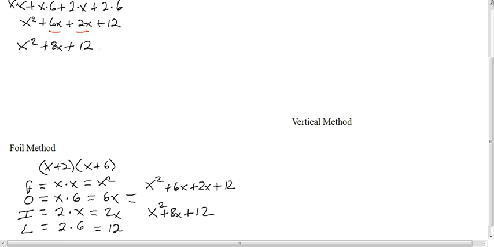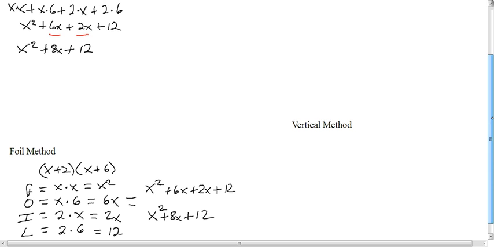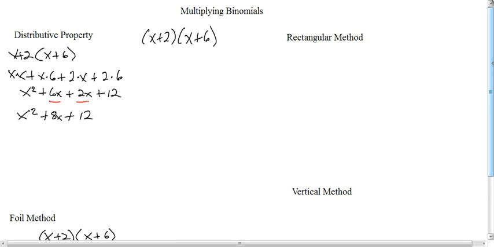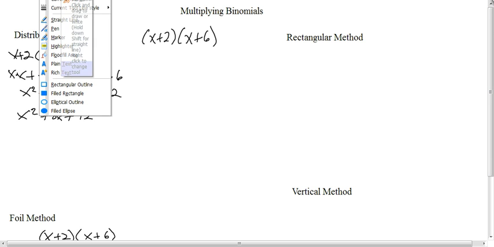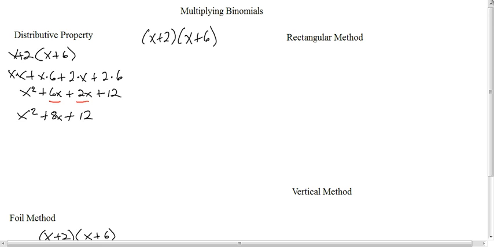Same answer that we got, and we shouldn't get a different answer. That should tell us something if we're going to get a different answer. So let's take a look at the third method, and the third method is the rectangular or box method, however you would like to use it. So let's go ahead and create a box.